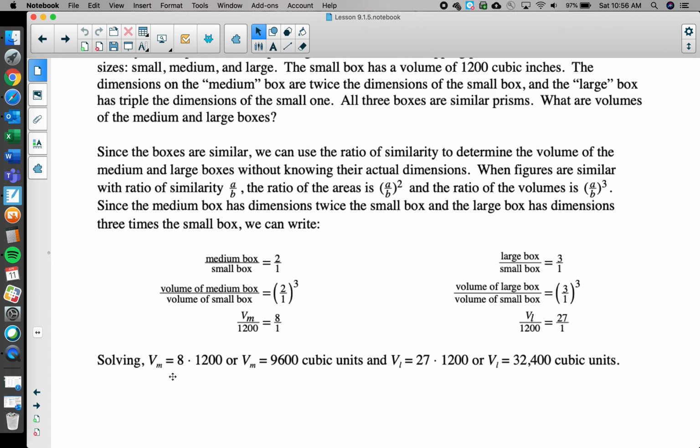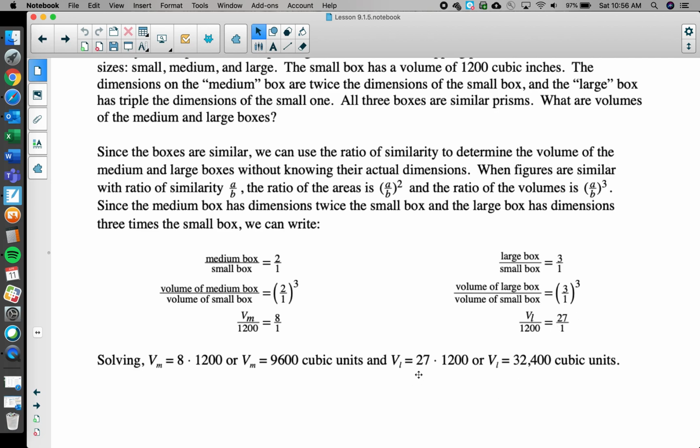Okay, so that's what they're saying down here. The volume of the medium box, that's what that M stands for, is 8 times the volume of the small box, or 9,600 cubic units. Over here, same idea, but just using the large box. That's in a 3-to-1 ratio. It's 3 times bigger. Therefore, the volume would be 27 times bigger than the small box.